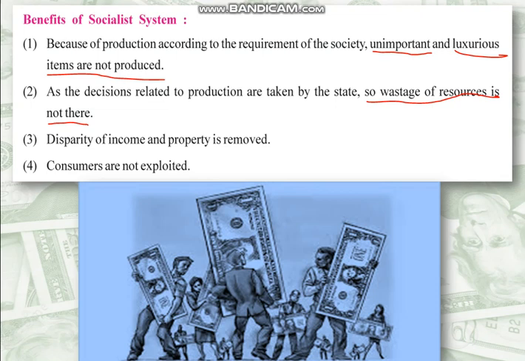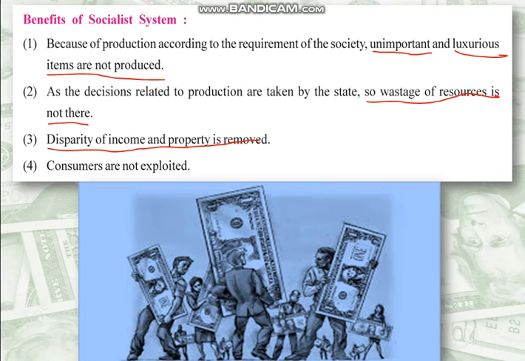Third point, disparity of income and property is removed. See, this is very important. The variation between the poor and the rich is lessened. Now there are rich and poor in such systems also, but the gap between them is less. Why is it less? Because here all the things are owned by the government, and the government pays the labor as per the work he does, and that's why the disparity of income is less in this particular system.